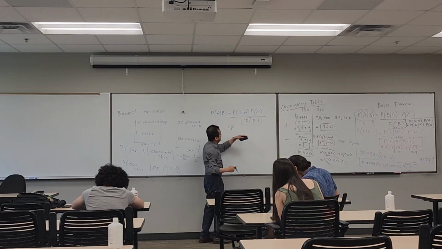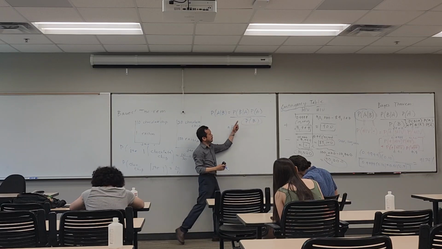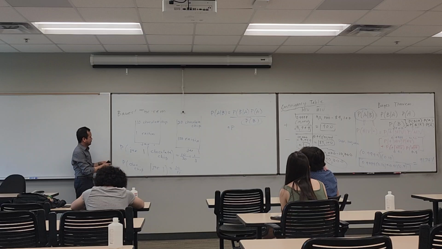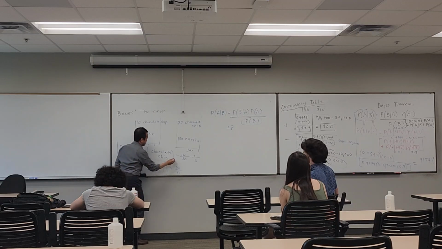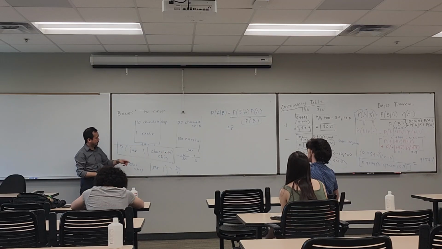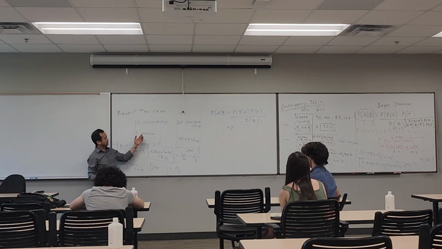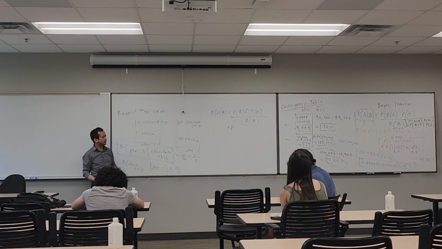So the probability of B, in our situation, what would that be? Probability of chocolate chip. Yeah, remember, this is the probability we're trying to find. So probability of B would be the probability that the cookie is chocolate chip. Do we know that from this problem? Yes. Okay, good. What would that be? 30 over 131. Very good.